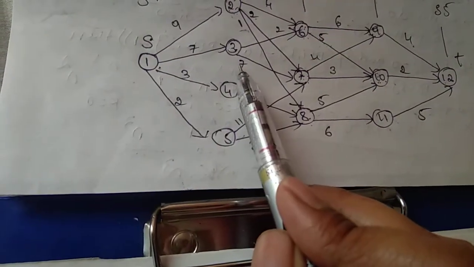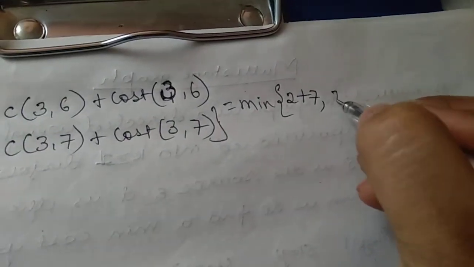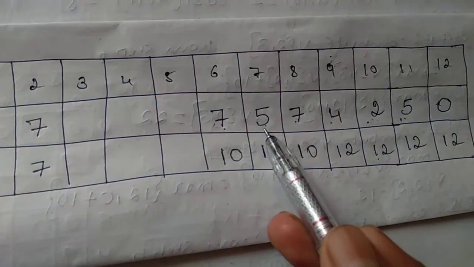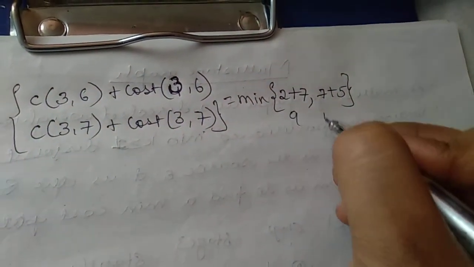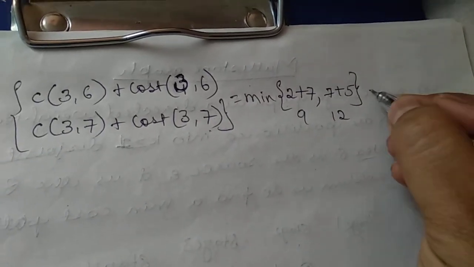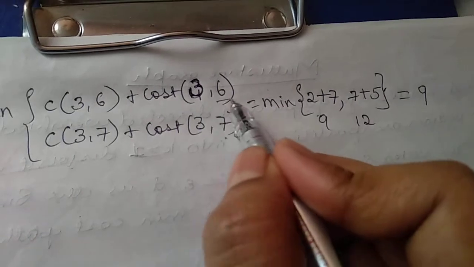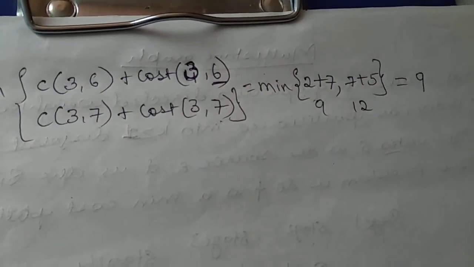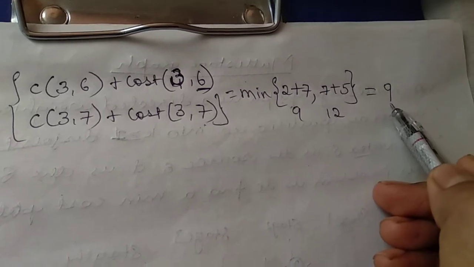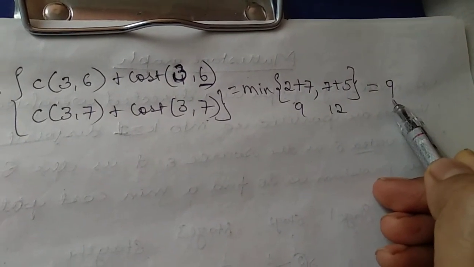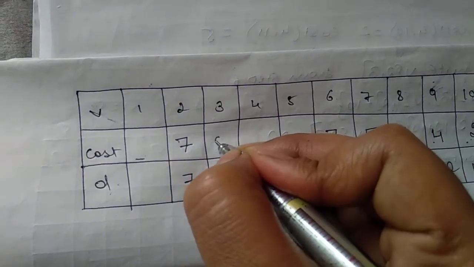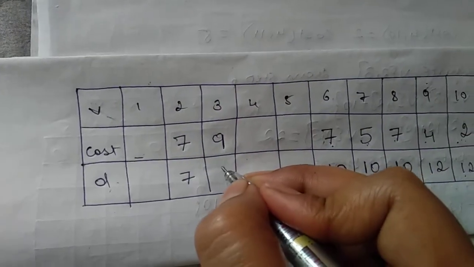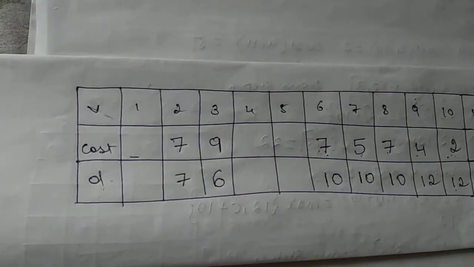Next 3 to 7. From 3 to 7 it is 7 plus, what is the cost of 7? It is already present, that is 5. It is 12. This is 9 and this is 12. Which is minimum? 9 is minimum. With respect to 6 I have got. From 3 you have to go to 6. The cost is 9. Now update here. What is the cost? 9. From which vertex did you get it? From vertex 6.